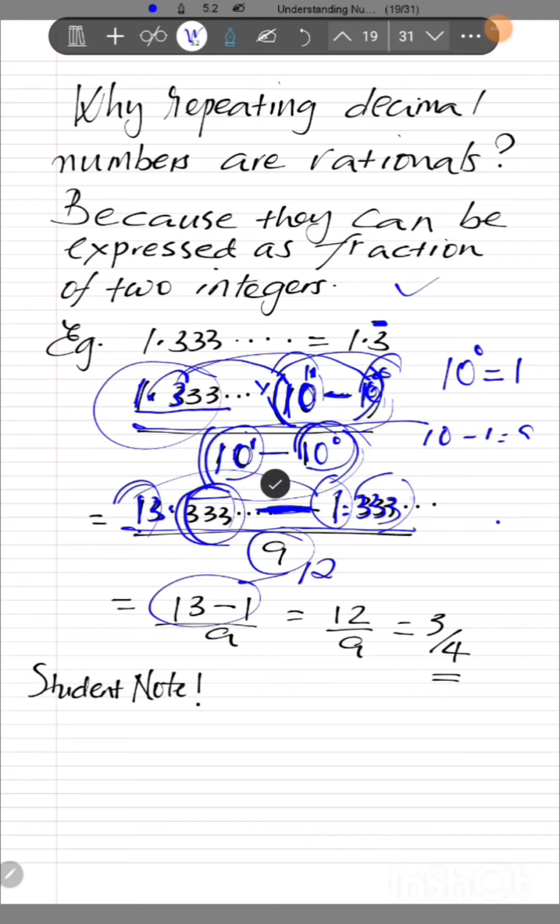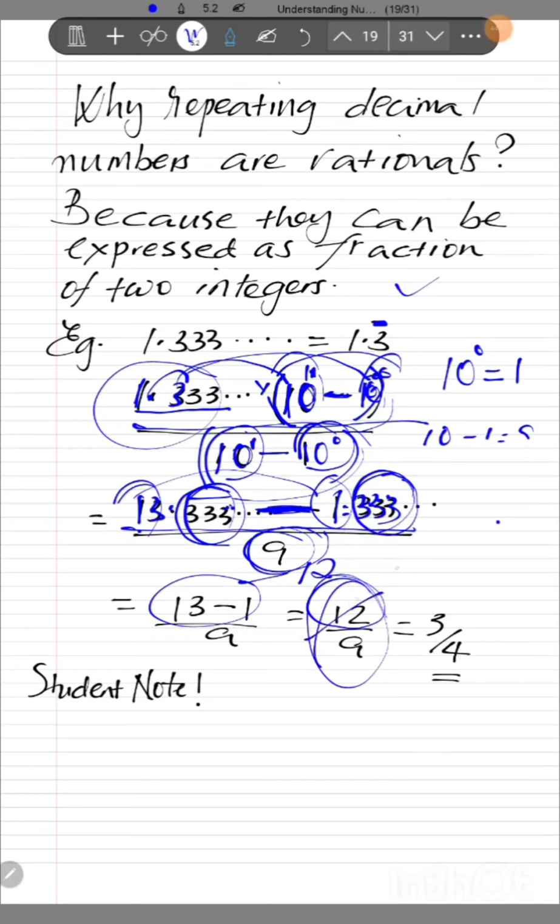0.333 minus 0.333. The repeating part is now identical. So if two numbers are the same, the difference between them is 0. So there is no decimal part now. So what we have on the numerator on the top is 13 minus 1, which is 12. On the denominator, 10 minus 1, which is 9. 12 divided by 9.